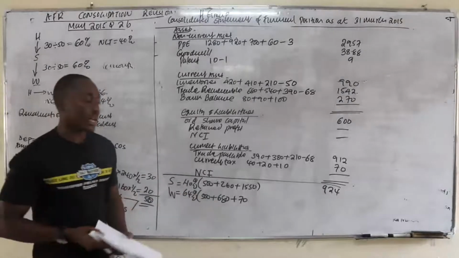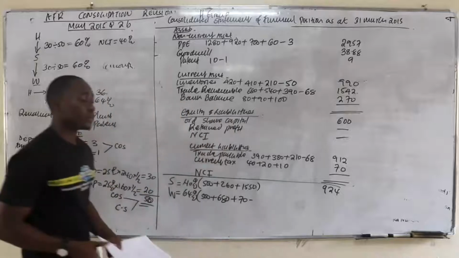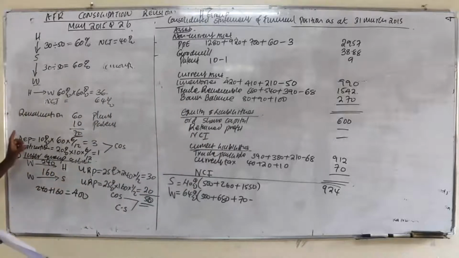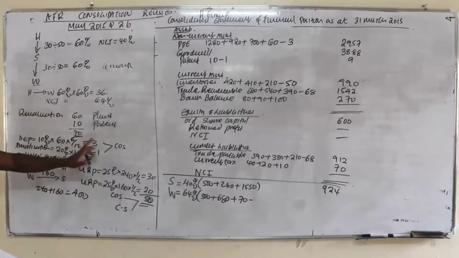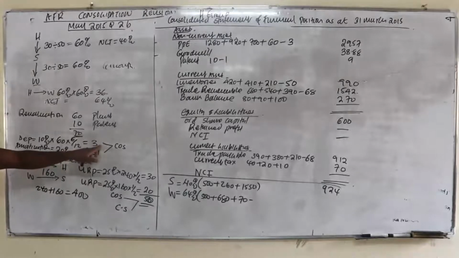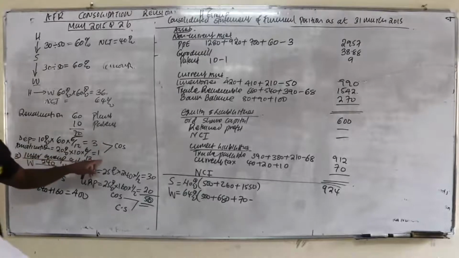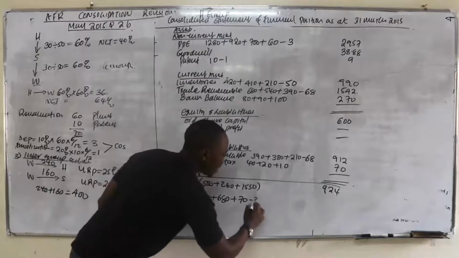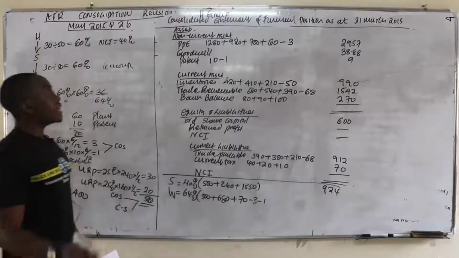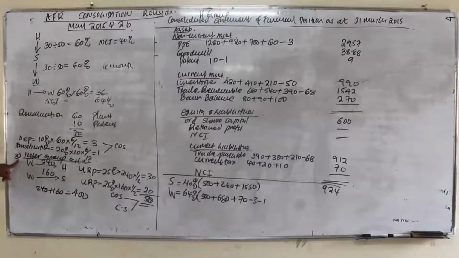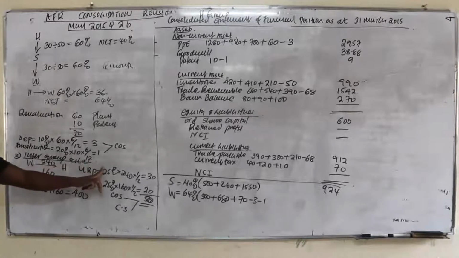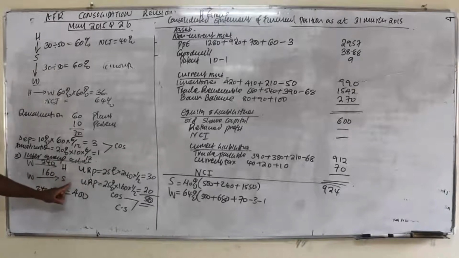How? Number one, they never deducted the depreciation and amortization. Remember, they revalued the item by 60 and 10. So they were supposed to deduct a depreciation of 3, an amortization of 1. So minus 3 minus 1. Then let me take you back to note number 3. There was intergroup sales. W sold to who? That means they made a profit.